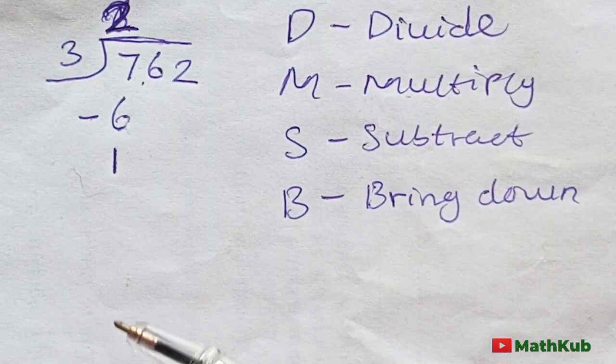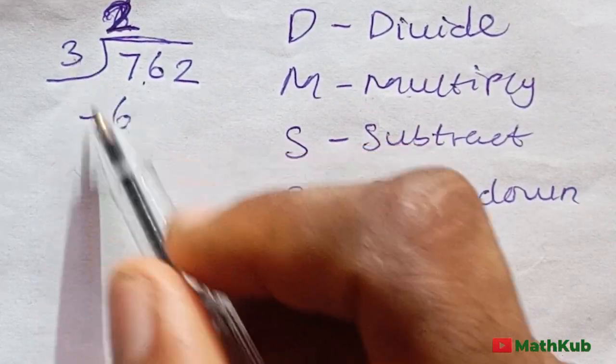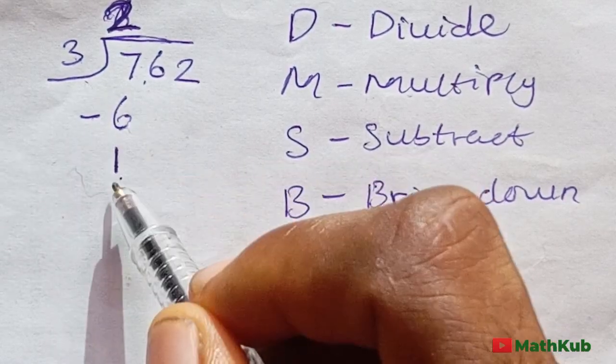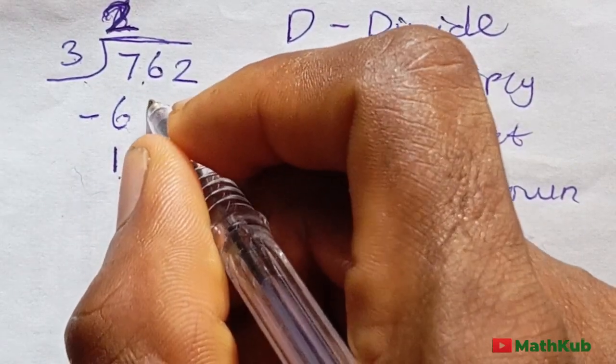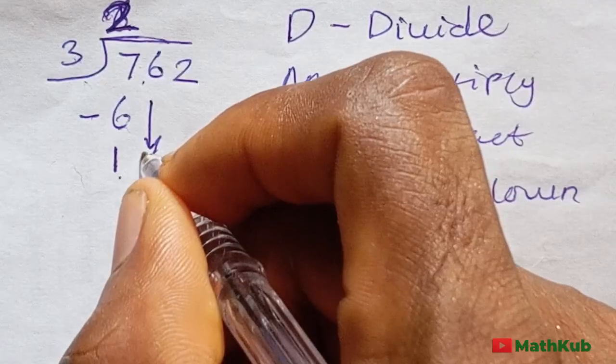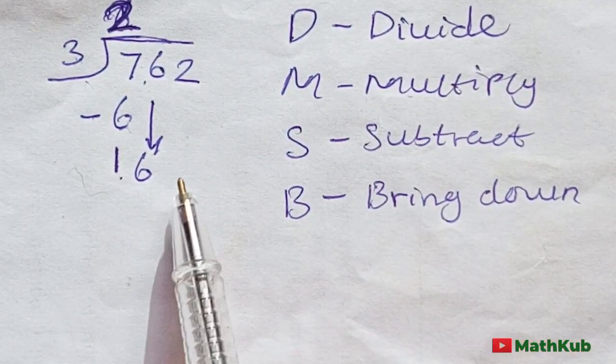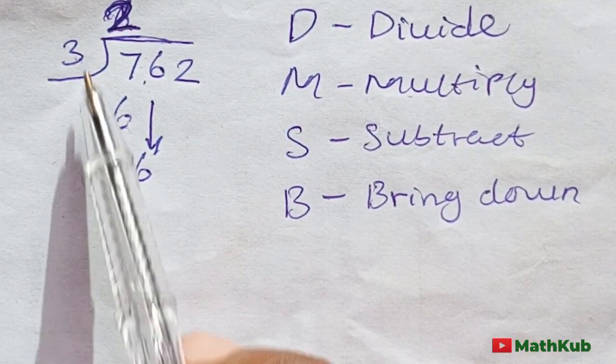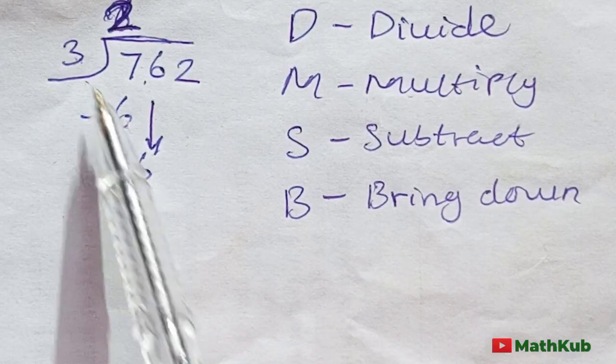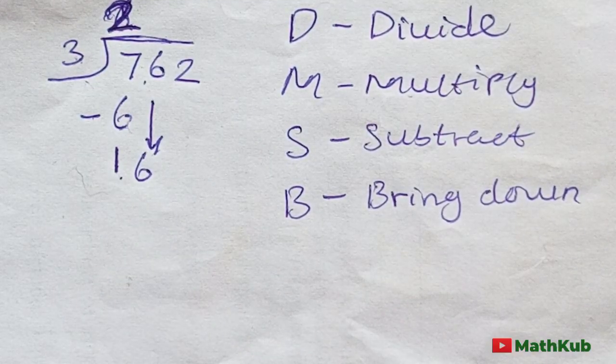Now you bring down. What are you bringing down? 3 cannot divide 1, so you have to bring down 6. You bring down 6 here. You now have 16 instead of 1. 16 divided by 3 is what? 3 goes into 16 how many times?